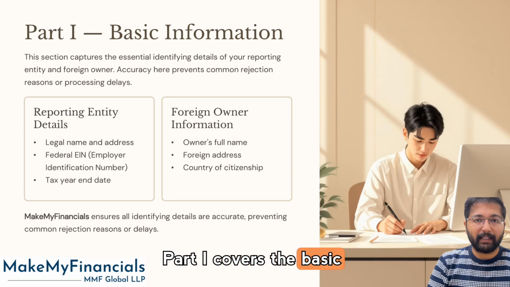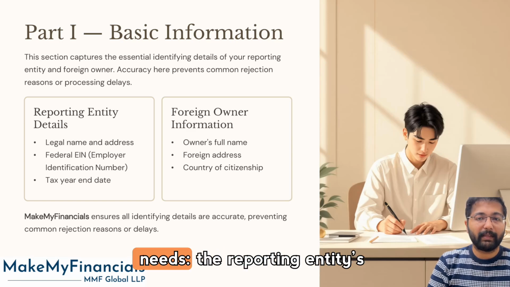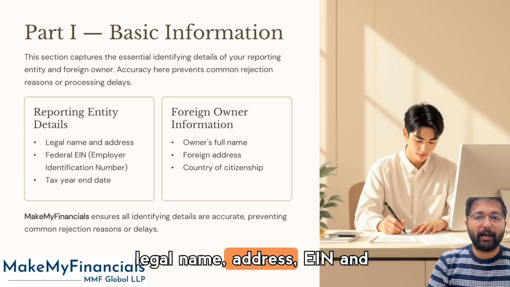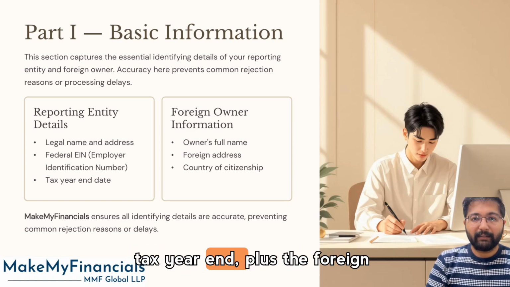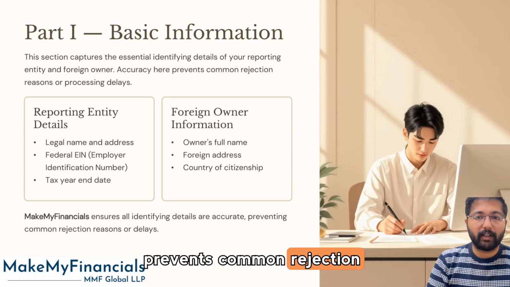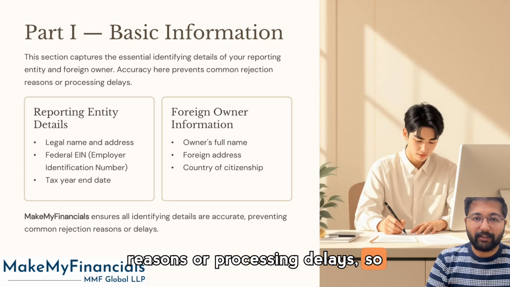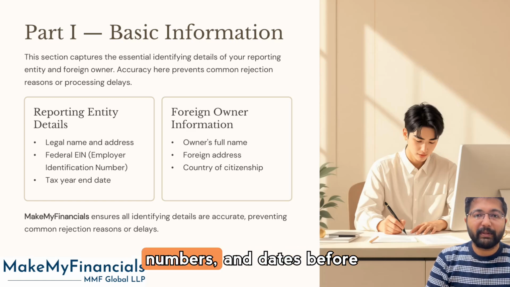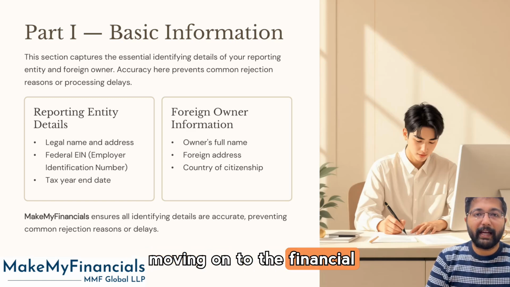Part 1 covers the basic identifying information the IRS needs: the reporting entity's legal name, address, EIN, and tax year end, plus the foreign owner's full name, foreign address, and country of citizenship. Accuracy here prevents common rejection reasons or processing delays, so take time to confirm names, numbers, and dates before moving on to the financial details.